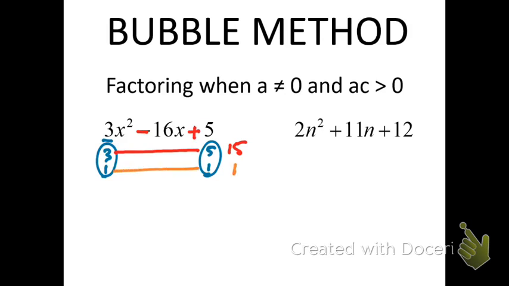Now, that will give me a positive 16 if I take these two numbers, the 15 and the 1, and add them. So since I want a negative 16, I'm going to make them both negative. If I do that, that gives me a negative 16. So I found how to connect these. So I'm going to make that a negative and make that a negative.